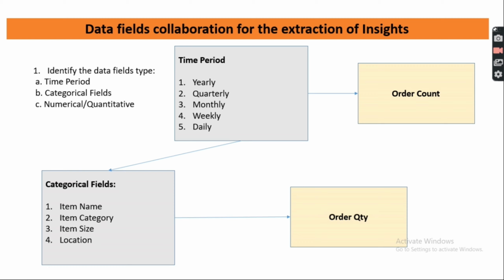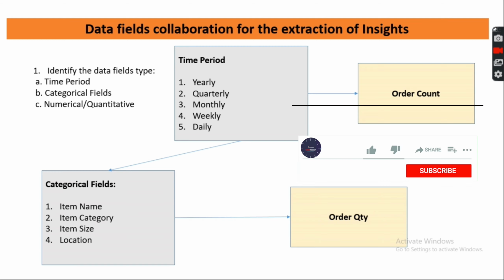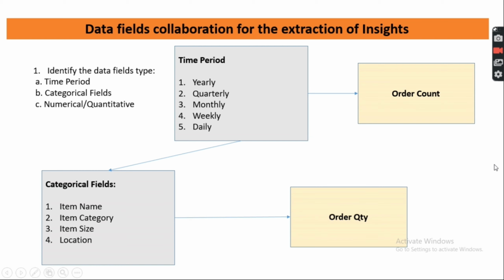So what sort of information can you draw? You can draw the order count on a yearly basis, and you can find out the trend over the time period. Then you can also identify what sort of items are being sold, which item is performing well in terms of quantity, which specific category is performing well, in which size the item is being considered more, and which location is having good sales. So it varies with respect to the situation of your data.